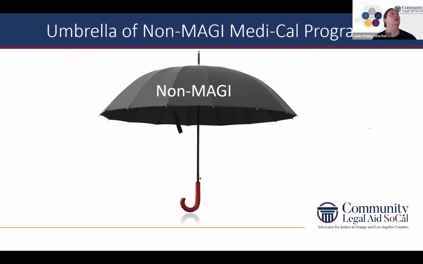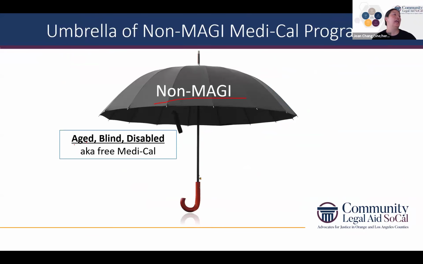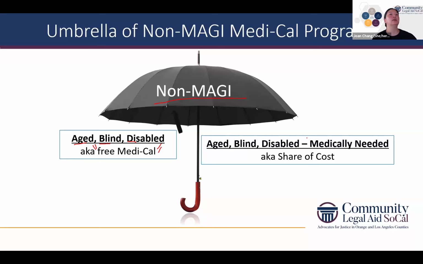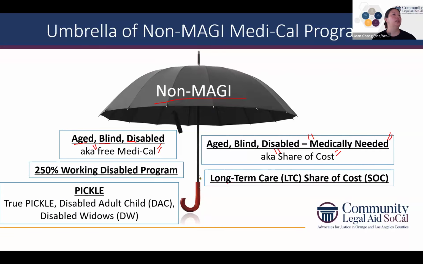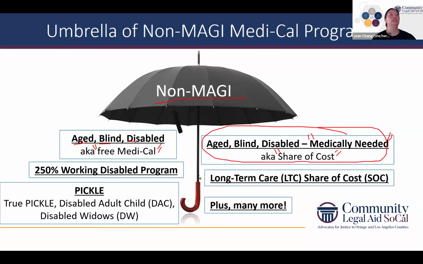Okay, I'm going to skip that. Okay, the umbrella. There's an umbrella. I'm a visual learner. I like to think of things as an umbrella. So the big umbrella is the non-Magi Medi-Cal programs. Under that is called age, blind, and disabled. I like to call this free Medi-Cal. It also includes age, blind, and disabled medically needy, which is what we typically call share of cost Medi-Cal. And then there are other programs I'm not going to go into because I could spend an hour on each of these topics, but there are many, many more non-Magi programs. But today we're going to be talking about the medically needy, age, blind, and disabled share of cost program.